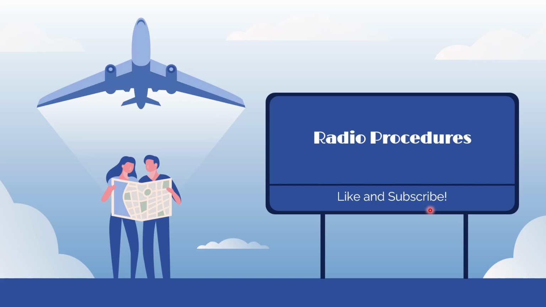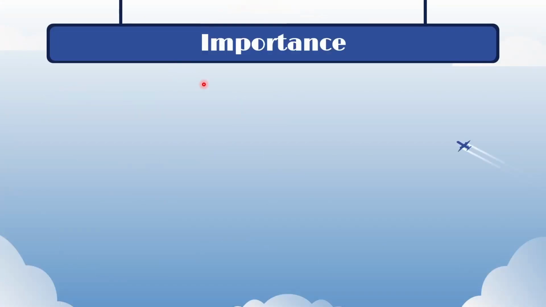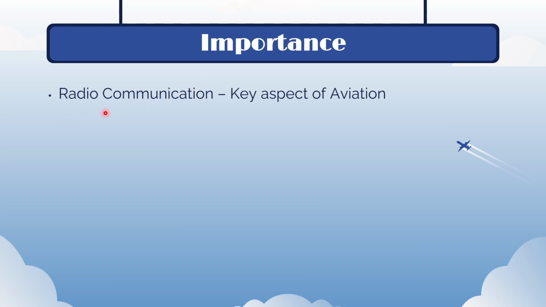So let's get started. The importance of this lesson: there are basically two main things. Firstly, radio communication is a key aspect of aviation. Either you are trying to be a pilot or you're trying to be ATC. Either way, radio communications are very important aspects of those jobs.